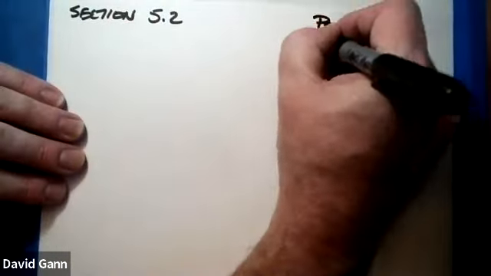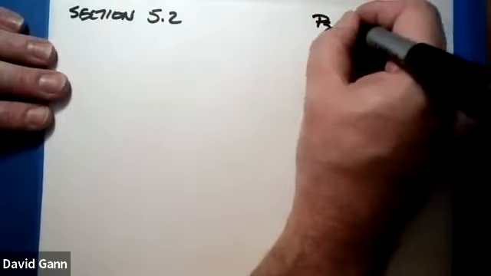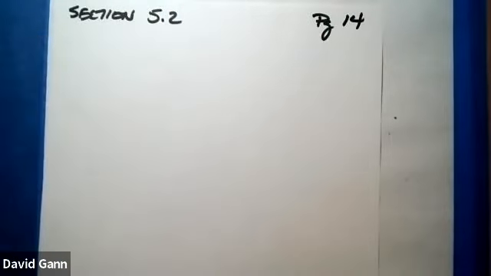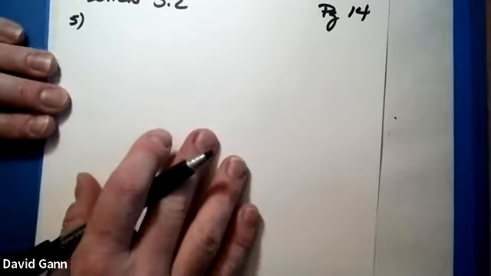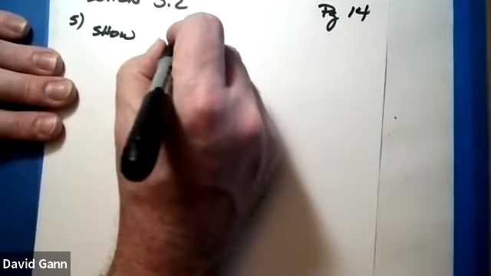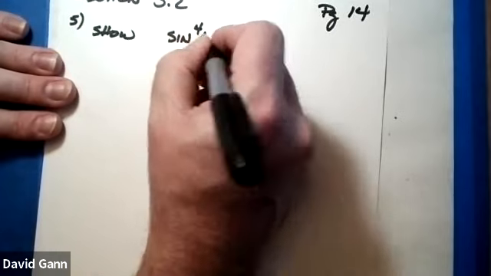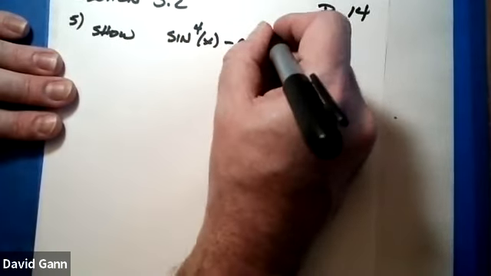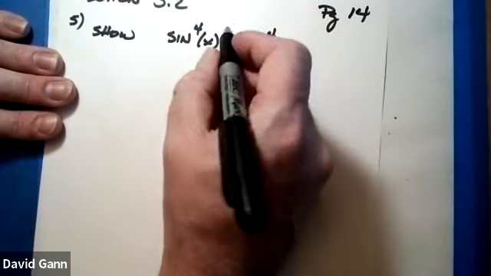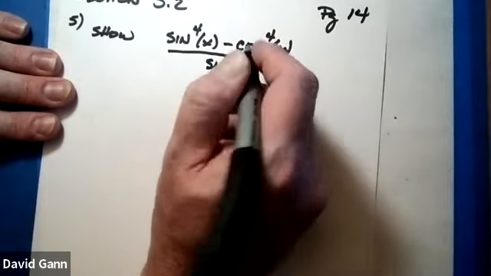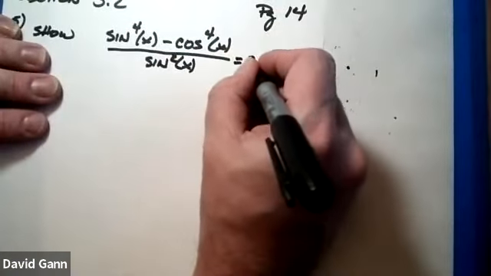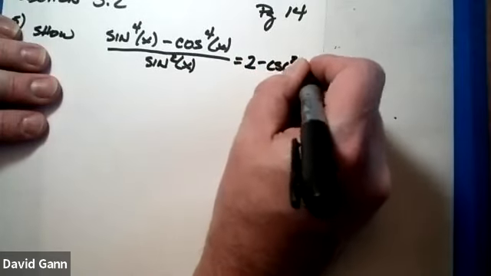If you want to show that something's not an identity, I think it's in the text, and in the interest of time, I may actually ignore that. Okay, so I believe this is the 5th example. We would like to show that sine to the 4th power of x minus cosine to the 4th power of x over sine squared of x is equal to 2 minus cosecant squared of x.